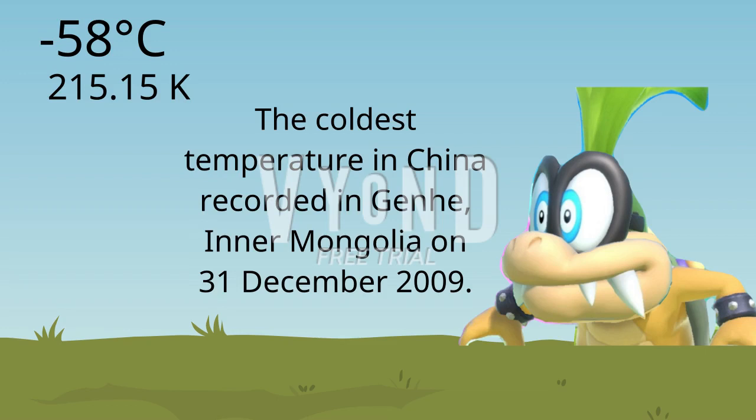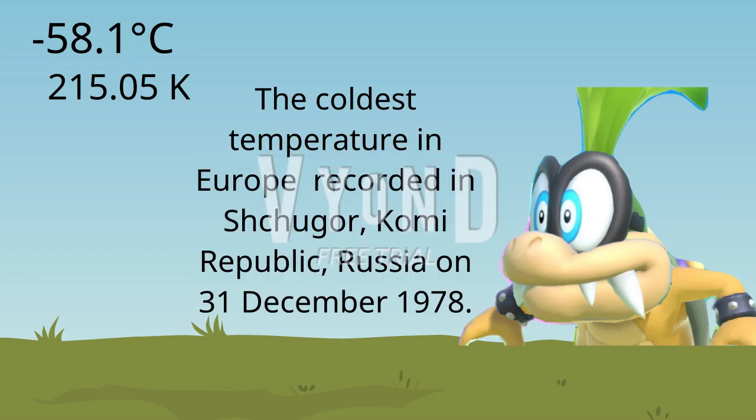The coldest temperature in China is -58 degrees Celsius, or 215.15 Kelvin, recorded in Jinan, Inner Mongolia on the 31st of December 2009. The coldest temperature in Europe is -58.1 degrees Celsius, or 215.05 Kelvin, recorded in Shchuga, Komi Republic, Russia on the 31st of December 1978.